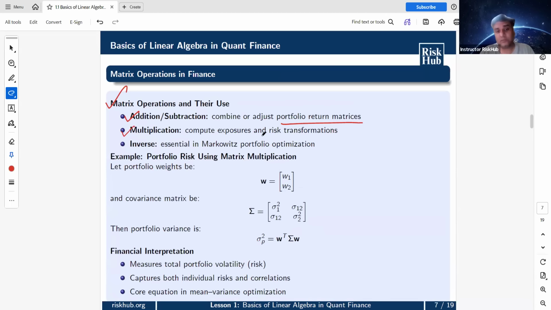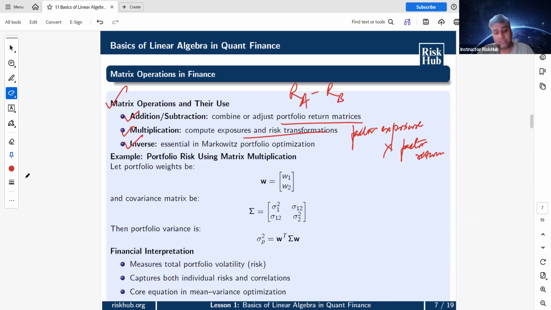Multiplication, basically you are computing your exposure, and this transformation, what is it? Factor exposure into factor return, right? And if you want to understand addition and subtraction, it is the return of asset minus the return of benchmark. Okay. That can be used for inverse also, right? Inverse means using optimization, solving for optimal portfolio weights.